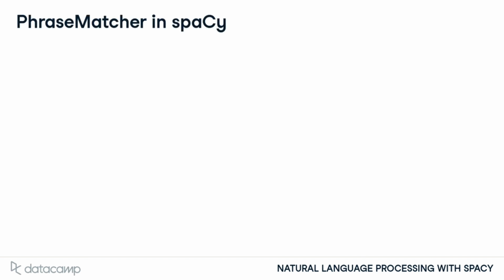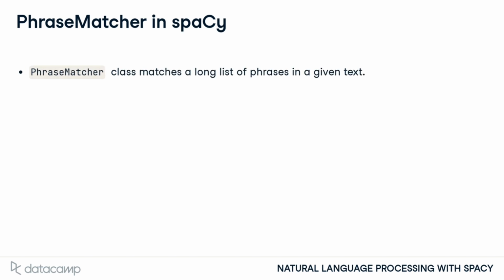While processing unstructured text, we often have long lists and dictionaries that we want to scan and match in a given text. The matcher patterns are handcrafted, and each token needs to be coded individually. If we have a long list of patterns, matcher is no longer the best option. In this instance, the phrase matcher class helps us to match long dictionaries.